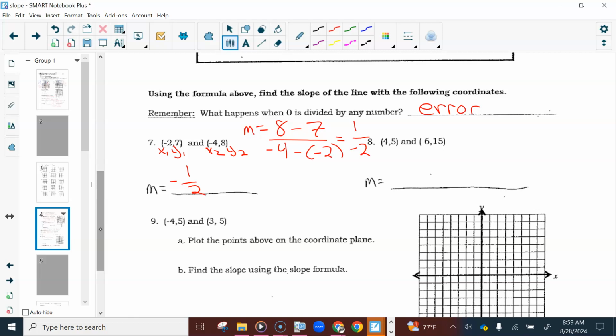Who has done slope with the formula before? A couple of us, and you not as many. Okay. Some teachers get to it, some don't.